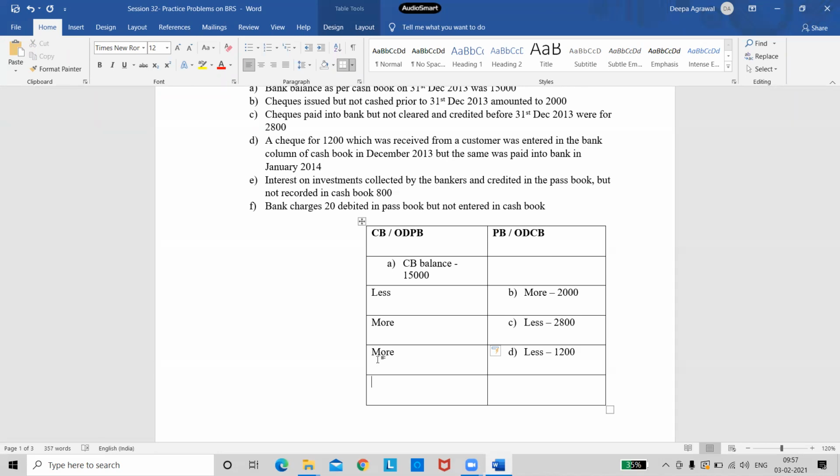Interest on investments collected by the banker and credited in passbook but not recorded in cash book. Ma'am, in the last transaction you said cash book will increase on the debit side, so why have we written passbook overdraft cash? See here. What is the balance given to us in this question? Cash book balance is given, right? Yes, ma'am. So we have to find out the passbook balance.